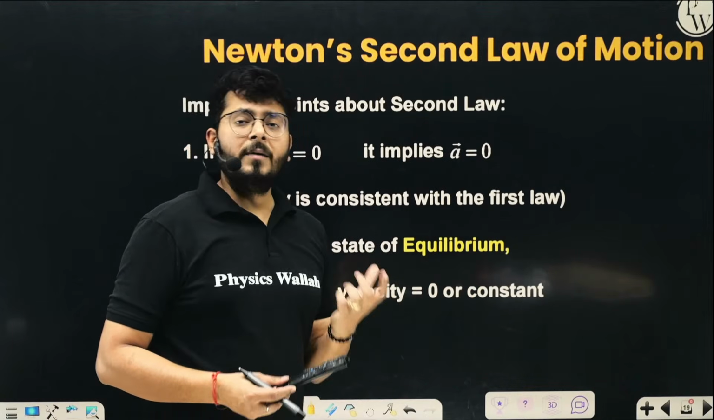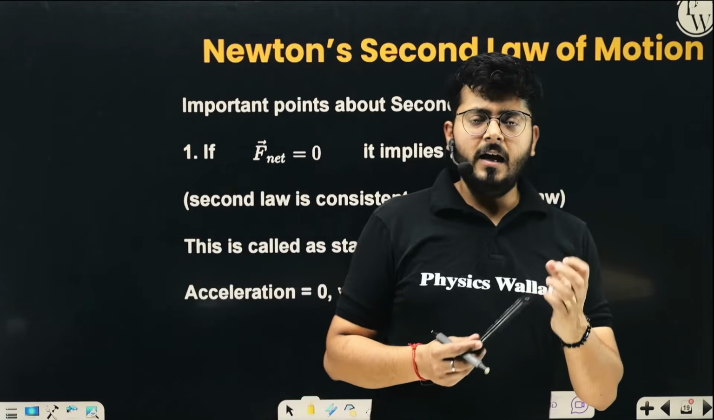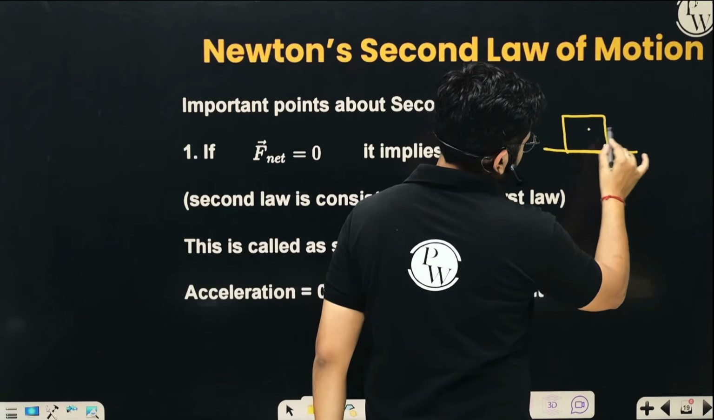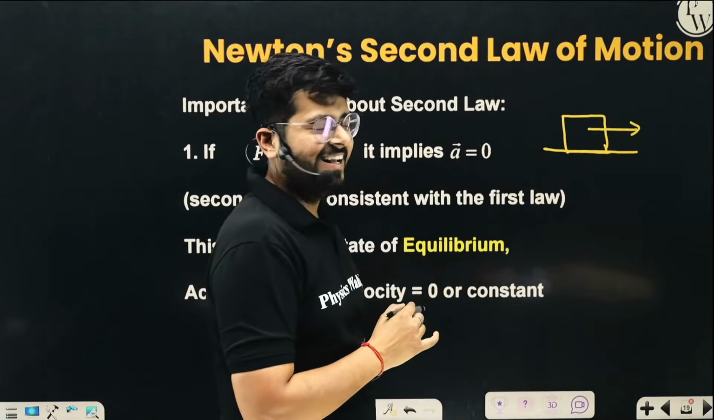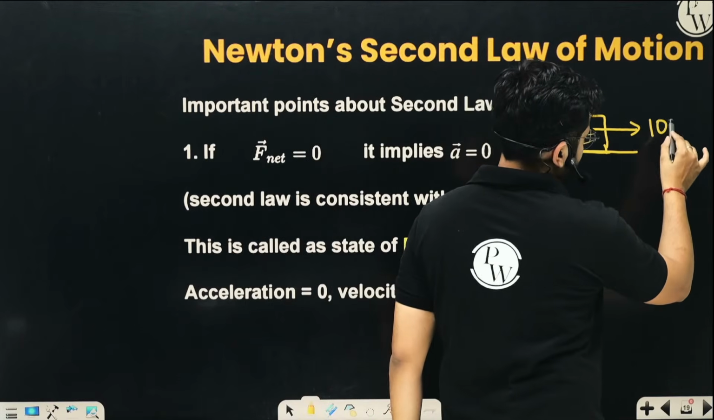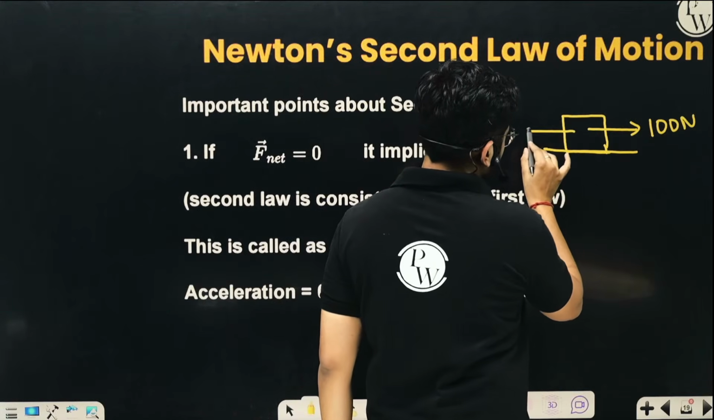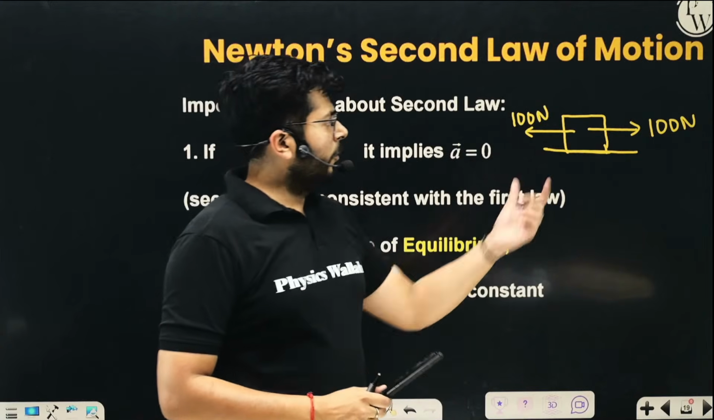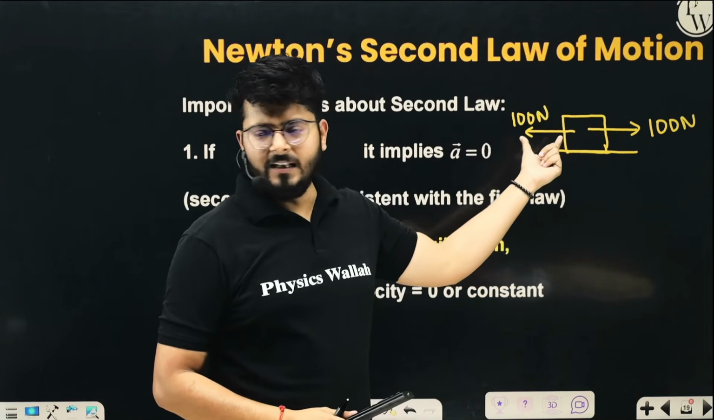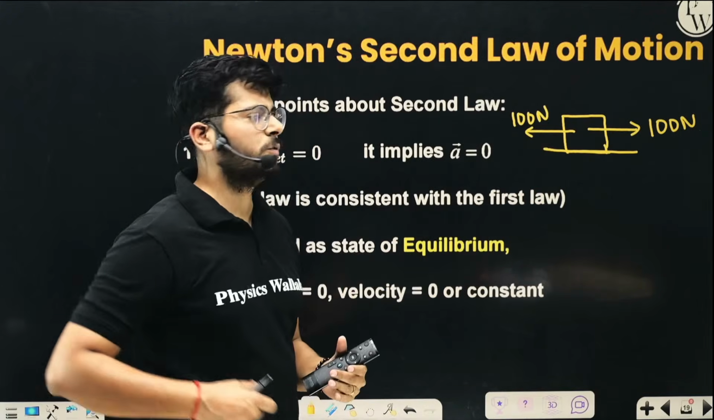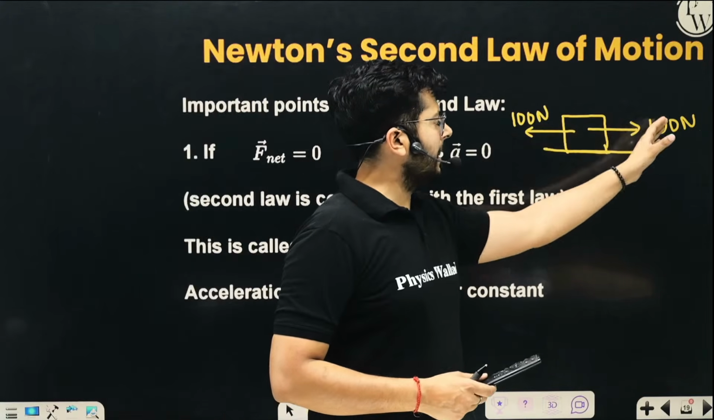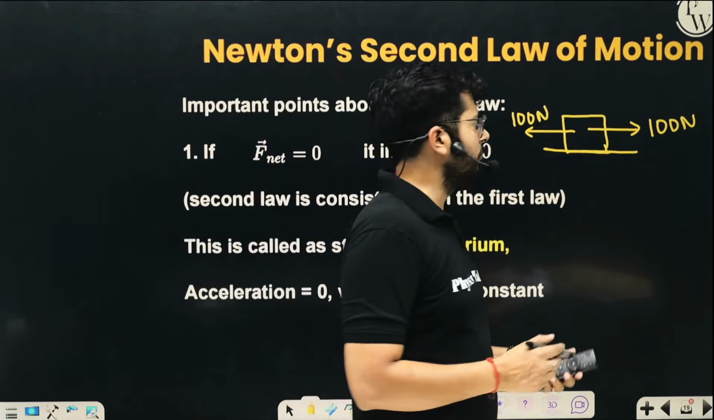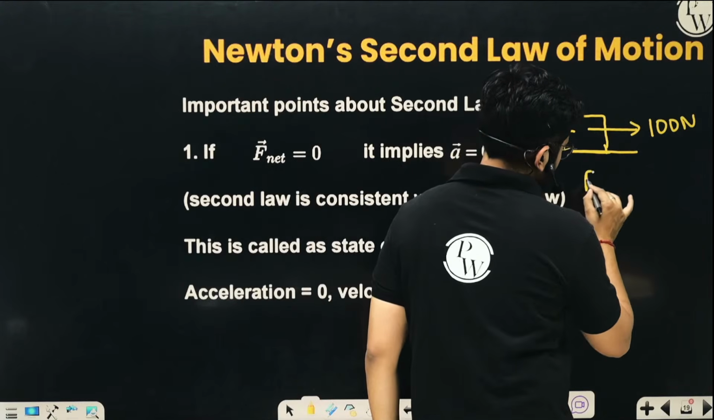So my dear kids, think about it. If we have a body and let's say that two people are pulling the body. One is pulling in this way, applying a force of 100 Newton like this, and the other guy is pulling the body this way and applying the same force of 100 Newton, right? Will there be any change in the state of motion? My dear kids, we can simply say that if two people are applying the force in the opposite direction, there will be no change whatsoever in the state of motion of the body, because the net force is zero.